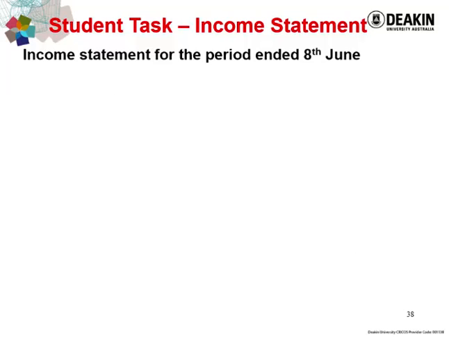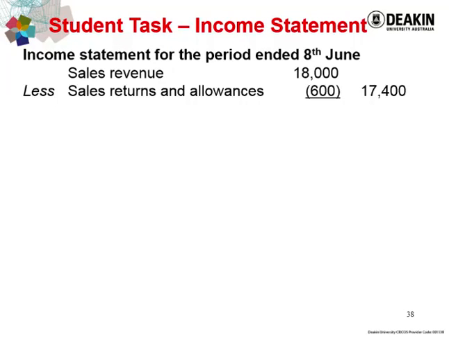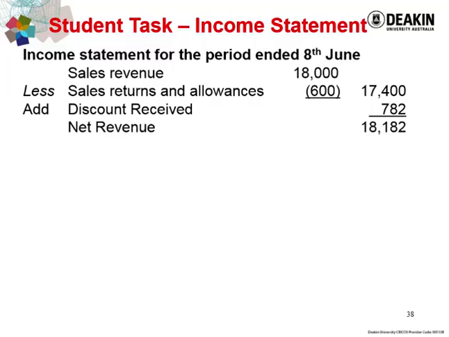Alright, let's prepare the income statement. We start with sales revenue 18K, minus sales returns and allowances 600. We add discount received or discount revenue 782. Our net revenue is 18182.